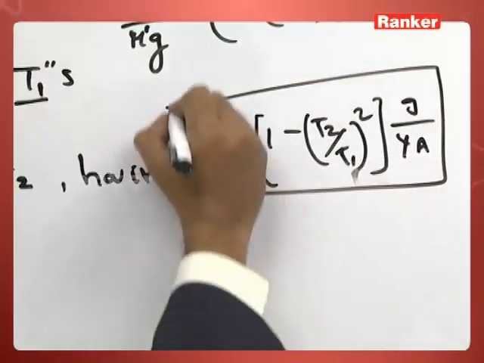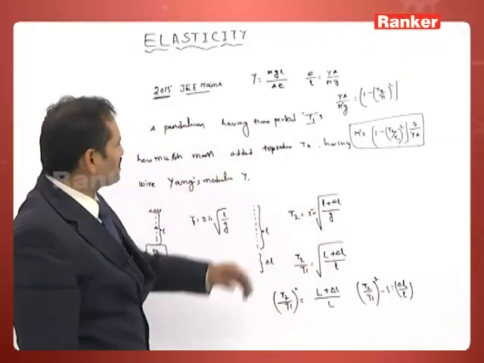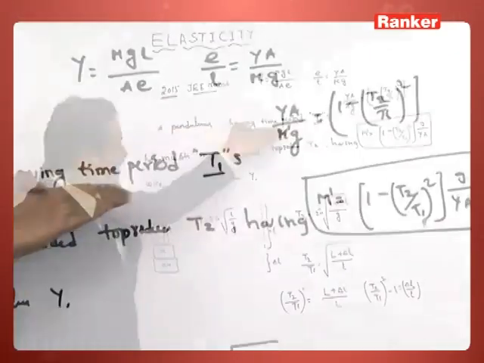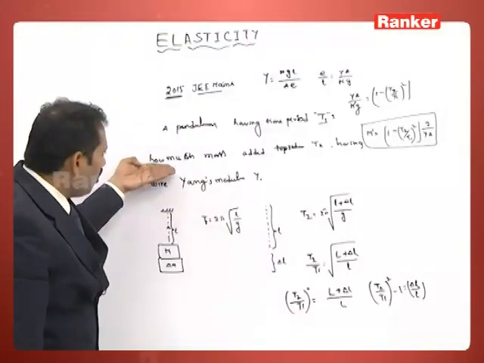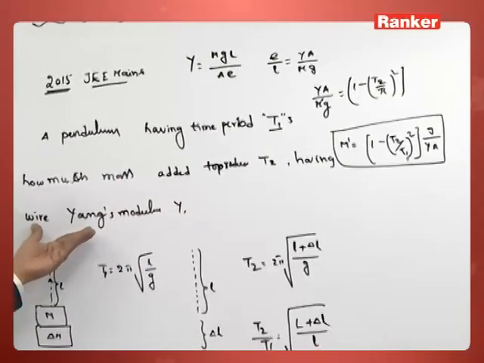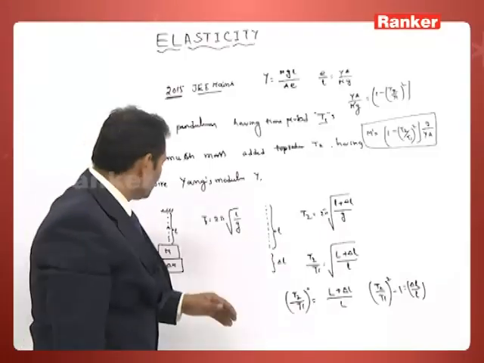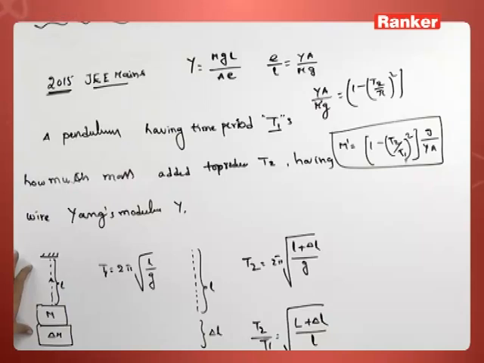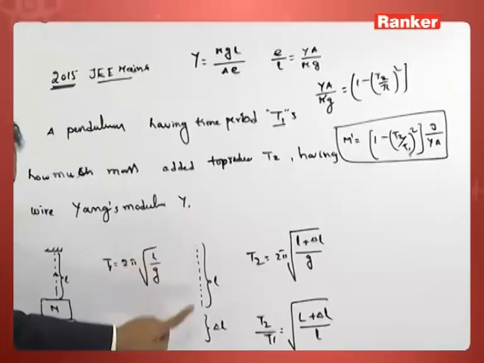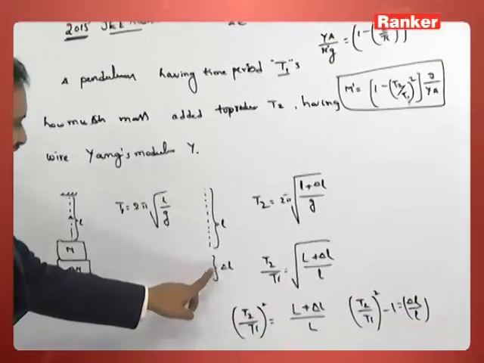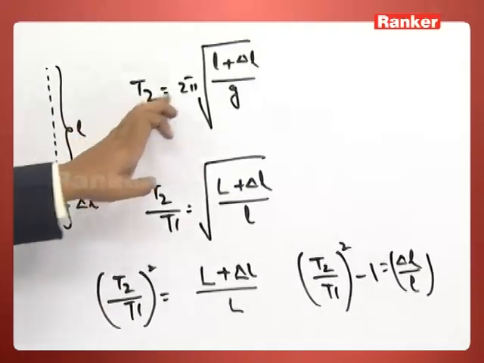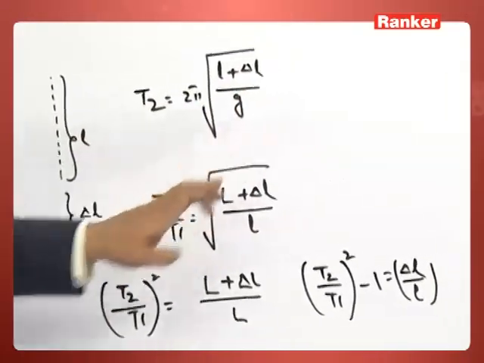I think actually they asked 1 by Y, but I got M dash based on my question. Look at it please. A pendulum having time period T1 seconds. How much mass is added to produce T2, having the wire Young's modulus Y? Look at it please. Length of the pendulum is L. T equals 2 pi square root of L by g. If I extend because of additional mass, delta L, this is connected with your elasticity. T2 equals 2 pi square root of L plus delta L by g.